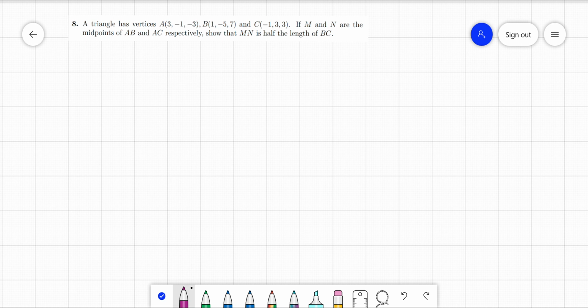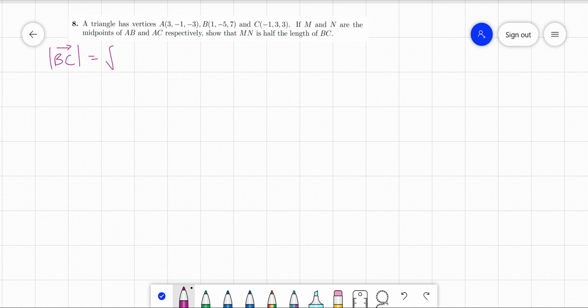So a triangle has these vertices, ABC, and M and N are the midpoints. Show that MN is half the length of BC. So we do need to find the length of BC here. Should we do that first? So BC, again, I could just write BC, or if I do it in vector notation, I'm looking at the length of the vector BC.